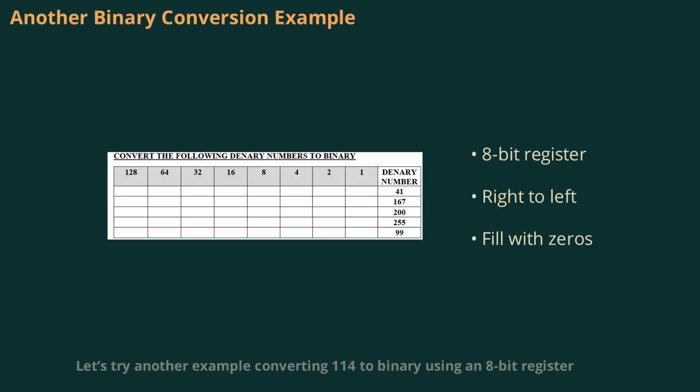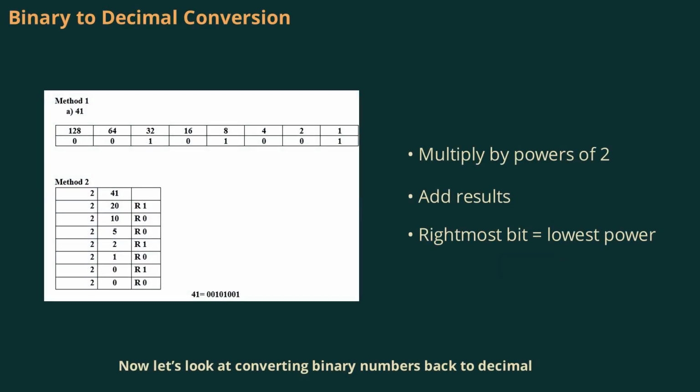Let's try another example, converting 114 to binary using an 8-bit register. The process is similar. Divide by 2, keep track of the remainders, and fill in the bits from right to left. Using an 8-bit register means your answer will always have 8 digits, even if some are zeros. Practicing these conversions helps you become comfortable with binary numbers, which is essential for understanding how computers store and process data.